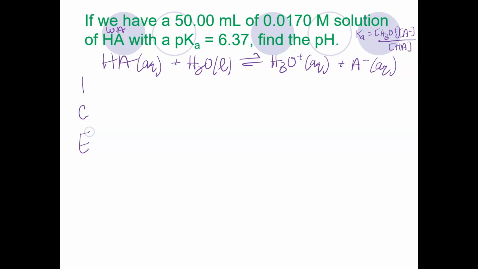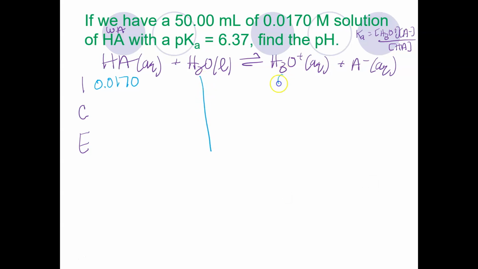So here's one I would normally ask. What units are allowed to be in the ICE table? There are only two answers that are correct, molarity and atmospheres. Well, in this question, we have milliliters, we have a molarity, and we have a pKa. So the only one of these that's allowed to be in the ICE table is the molarity. So for HA in the ICE table, I'm going to write 0.0170 as the molarity right there. I'm going to cross out H2O because it's a liquid.